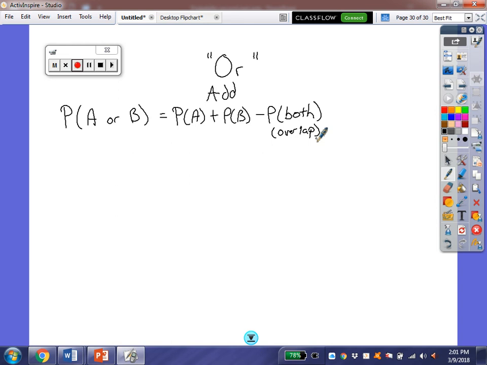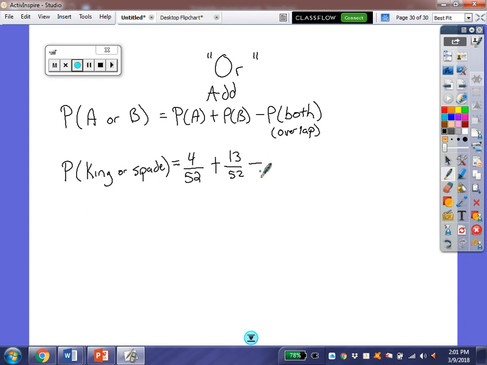So, for example, and we're going to put this example in your orange box as well, if we were looking for the probability of a king or a spade. If you look at your card chart, there are 4 kings out of 52. So probability of A is 4 out of 52. Plus the probability of a spade. Well, if we look at our card chart, there are 13 out of 52 spades. So the probability of B is 13 out of 52.